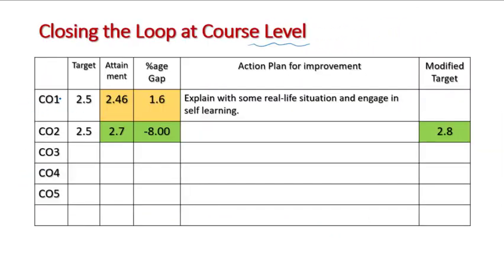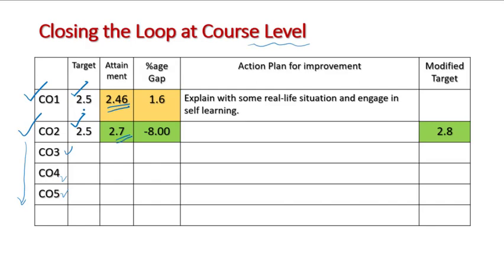We have calculated the attainment level for CO1 and CO2, and this way we have to calculate the attainment level for CO3, CO4, CO5 and so on. And initially, at the very beginning, we set the target of 2.5 for this course. So this is the target level for the course ME301, and from calculation we get the attainment level for CO1 as 2.46 and for CO2 as 2.7.